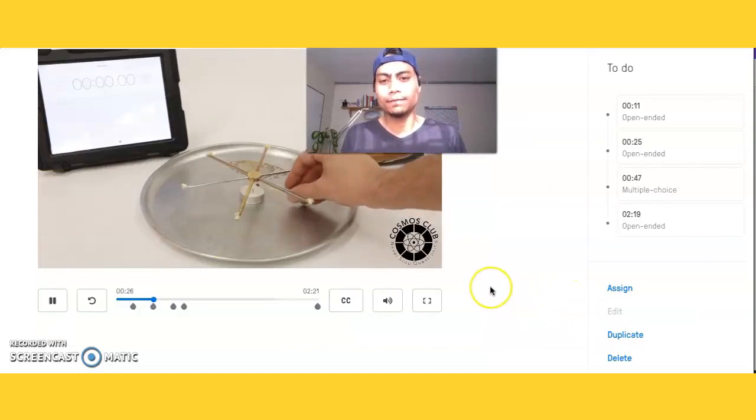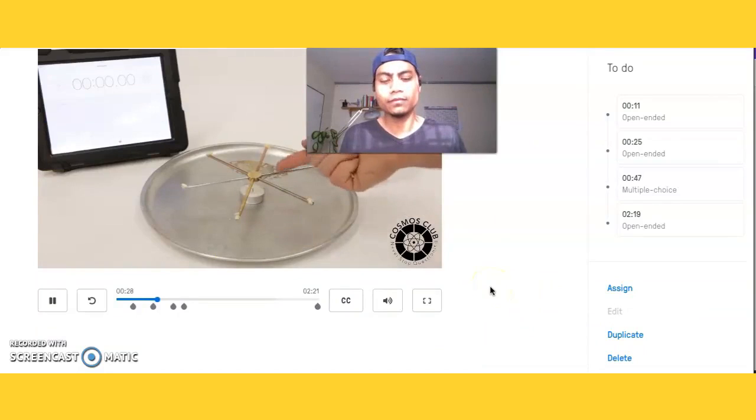The candle underneath here, the heat through radiation and convection will rise, hit the center, and conduct out through each spoke. So we can see which type of metal will conduct heat the best.